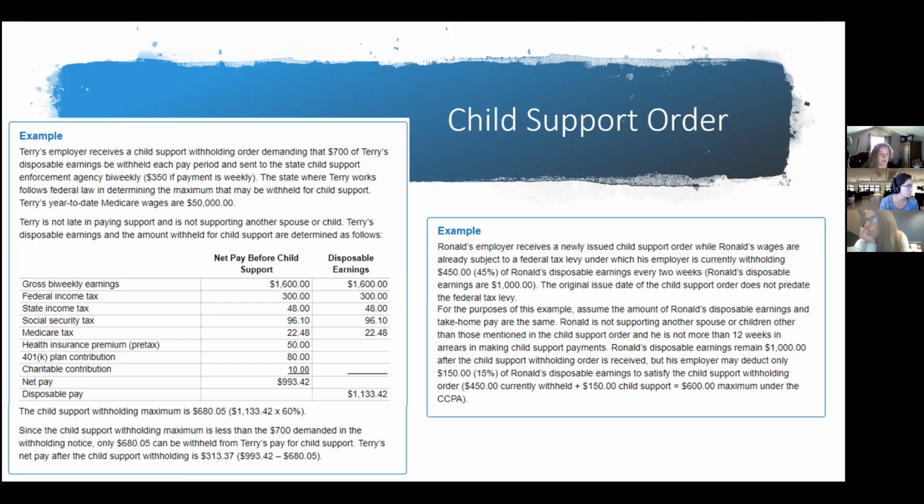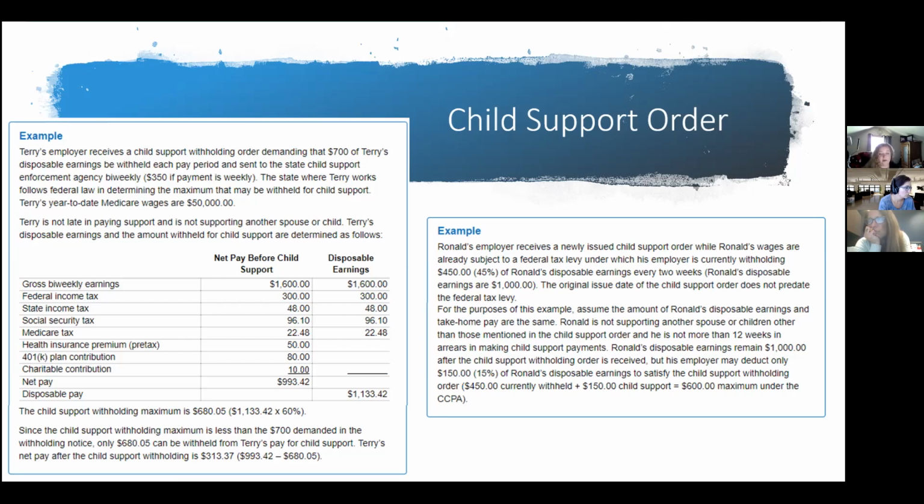So he's earning $1,600. Taxes come out first. Those are required by law. So before we take our calculation of percentage, we take those amounts out. The health insurance is not required by law, so it's not going to be taken out when determining disposable earnings. Same with 401k, same with a charitable contribution.